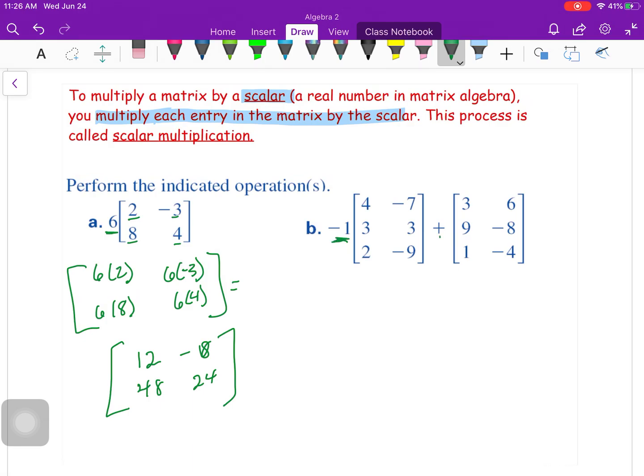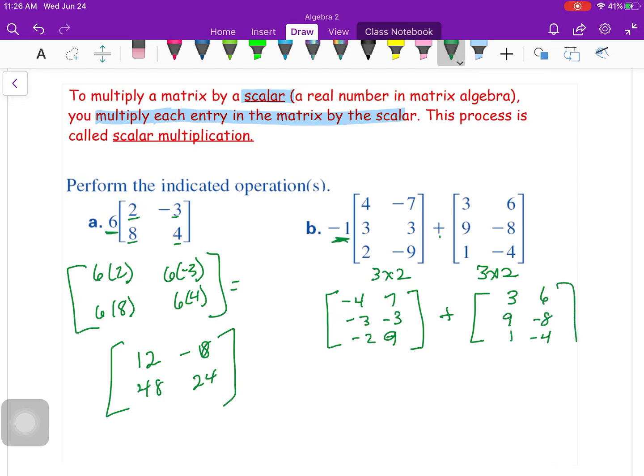In B, I have a scalar of negative 1, and then I'm going to add it to this 3 by 2. Well, this is also a 3 by 2, so it should work. So first I'm going to do the scalar. So it becomes -4, 7, -3, -3, -2, 9. And then I'm going to add it to 3, 6, 9, -8, 1, -4.